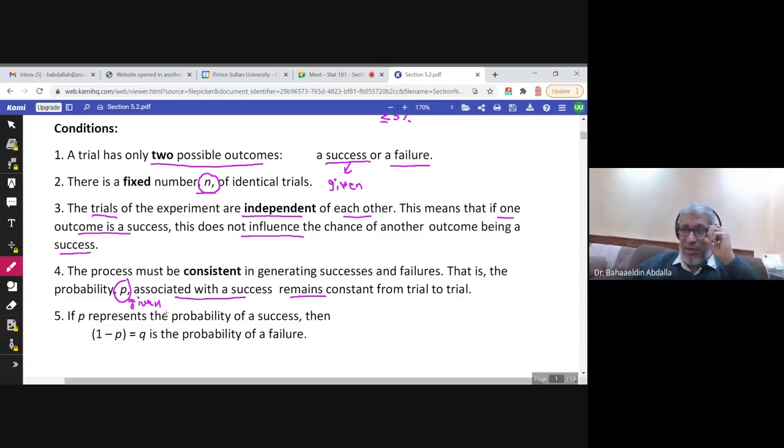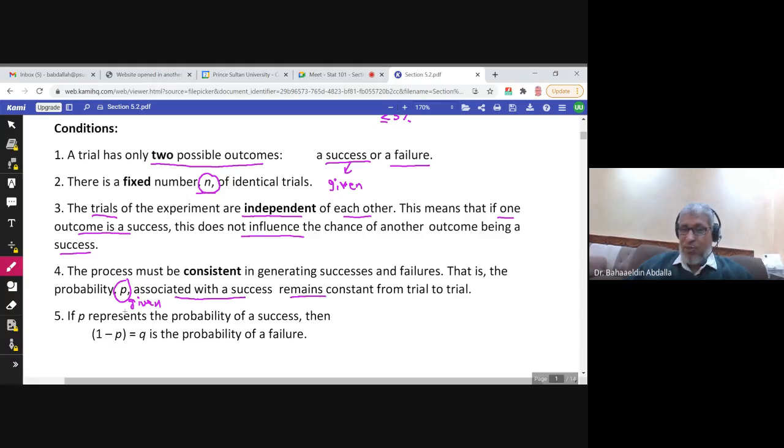And what is the experiment in this case? Each student, we will find his identity, whether he is Saudi or not. So 2 outcomes, Saudi or not. And we will do this for 20 students. That's it. That's the binomial experiment, and we will do it 20 times.